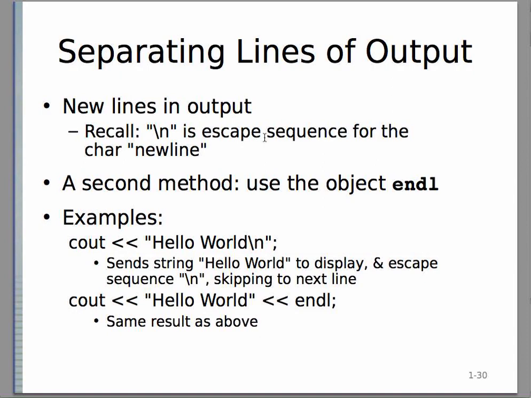You can use the \n for a new line, or you can use this end line object. And we've seen both in examples. So these two are completely equivalent. You can use the \n inside a string, or you can cascade an end line object, and get the same result.